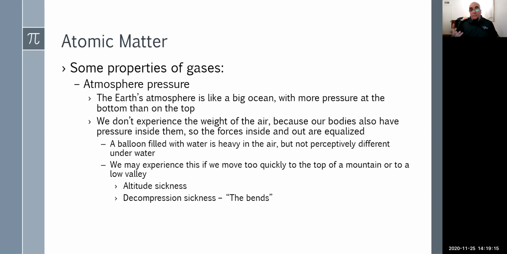You may feel that atmospheric pressure if you change from going down in the valley up to the top of a mountain, or something to that effect. And this is called altitude sickness. Especially in the military where they do high altitude training, a lot of times for the first couple of days somebody's in that high altitude, they're sick because they just can't adjust to that change in pressure.